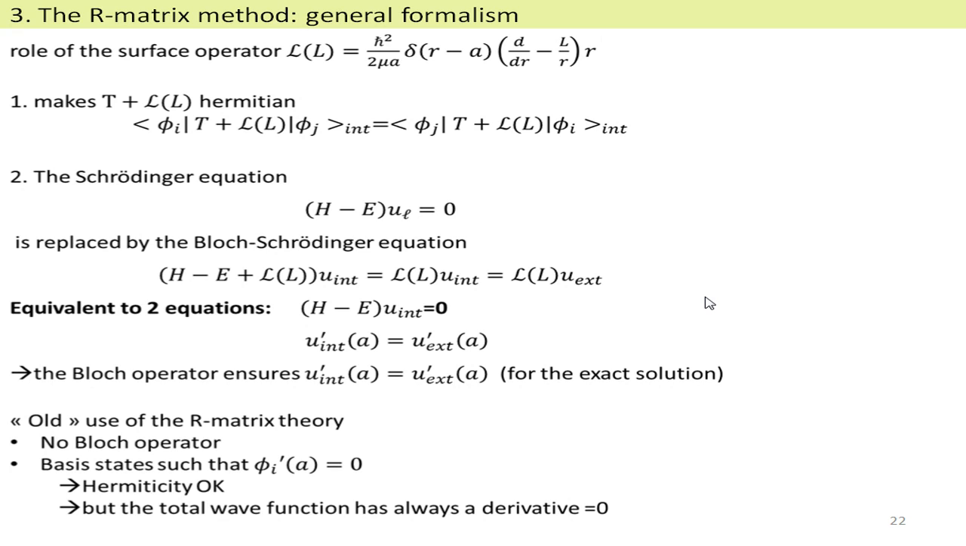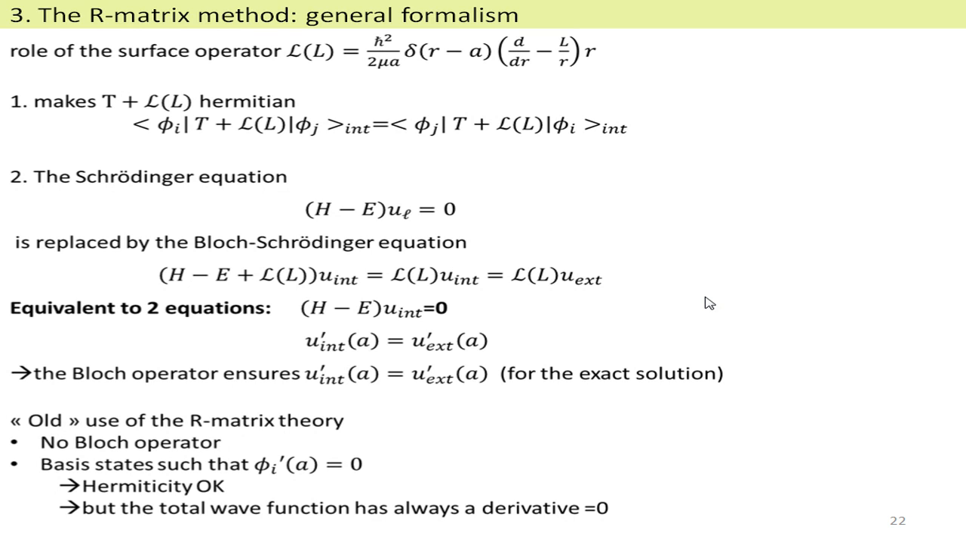But you know that at the surface, at r equal to a, the wave function is continuous. So here you can replace the internal function by the external function. And so you can see that this Bloch Schrödinger equation is equivalent to two equations, because there is a term which contains the delta function and a term which does not depend on the delta function. So you have to make these two terms equal, and if you do that, you see that this Bloch Schrödinger equation is equivalent to the standard Schrödinger equation. This is the term which does not depend on delta.